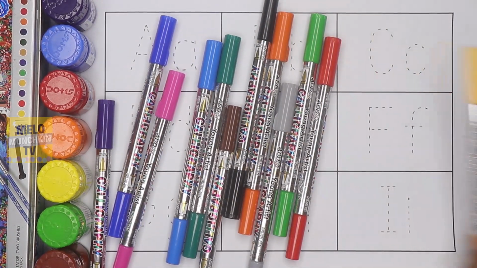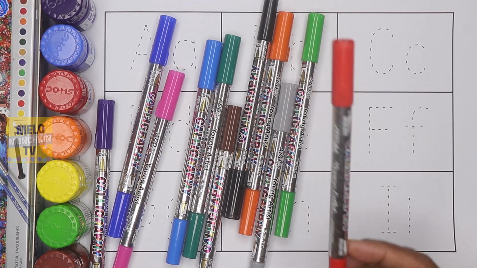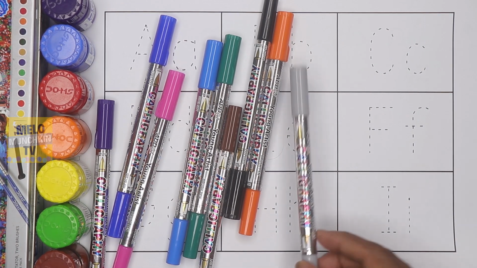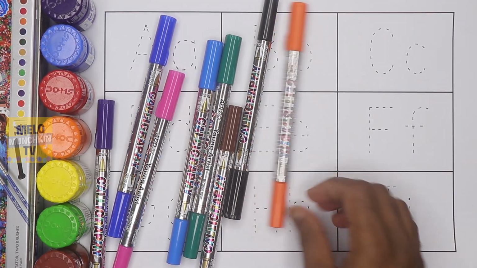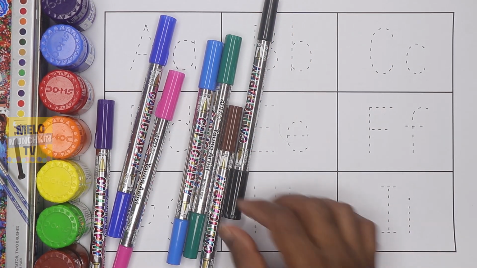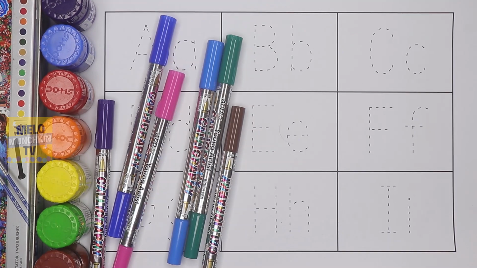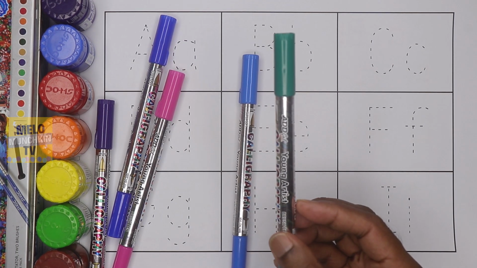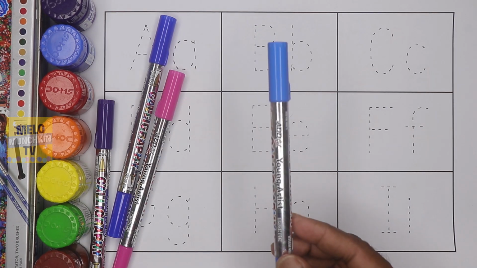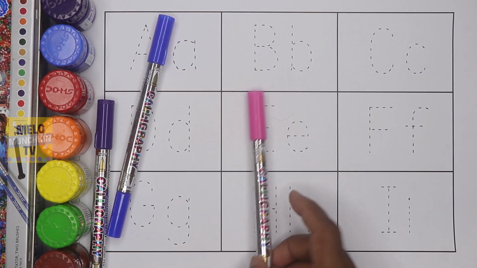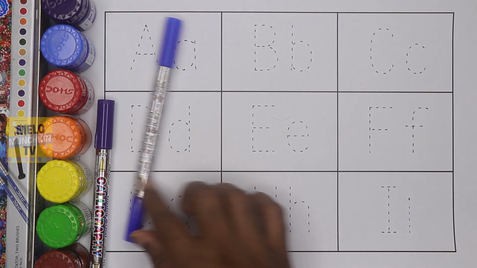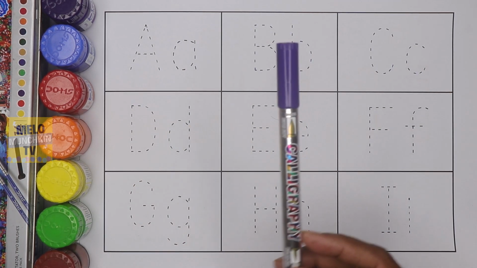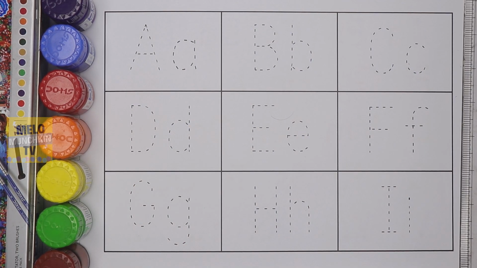Yellow color, red color, green color, grey color, orange color, black color, brown color, dark green color, blue color, pink color, dark blue color, purple color. So let's start.